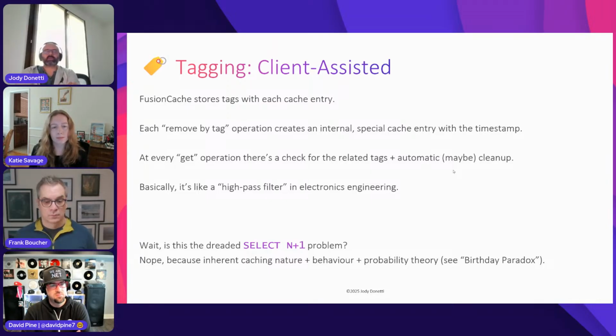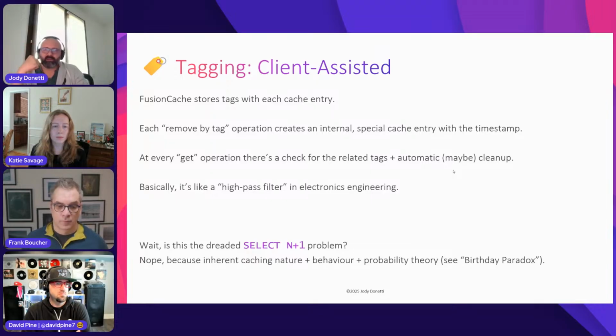And what it does in the FusionCache world is that FusionCache stores tags with each cache entry. When you set an entry in the cache, you can say tag 1, 2, 3, and whatever. Then when you do a remove by tag, what it actually does is not a remove by tag at all. It just creates an extra cache entry, a special one specific to that tag, which contains the timestamp at which you called the remove by tag. Then at every get operation, there's a check for the related tags of a cache entry, if they have any, to see if they need an automatic cleanup.